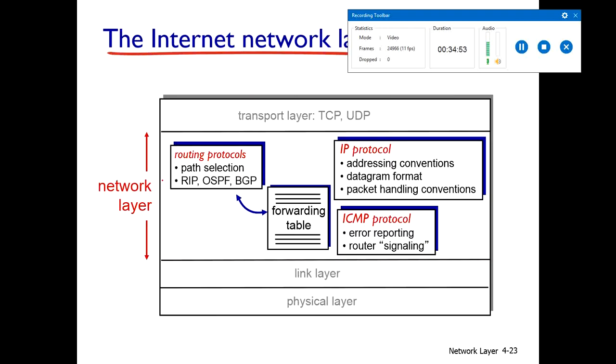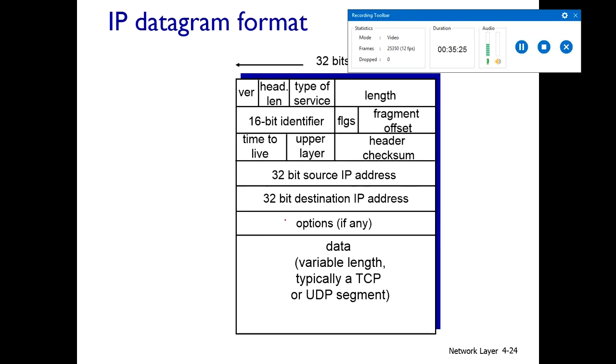Alright, so if you see over here, the network layer is a huge layer and it lies between the transport layer and the data link layer. There are many routing protocols for path selection. We are going to talk about this. The IP protocol does addressing. It is related to addressing, datagram format, and packet handling conventions. Then we have the ICMP protocol. It is related to error reporting and router signaling. Routing protocols also help in making the forwarding table.